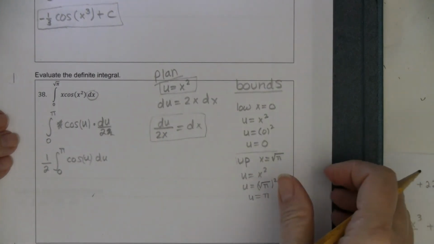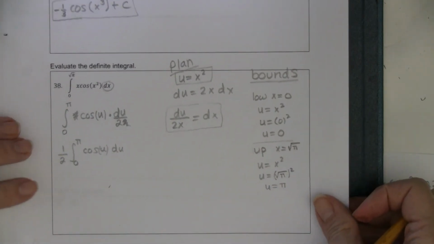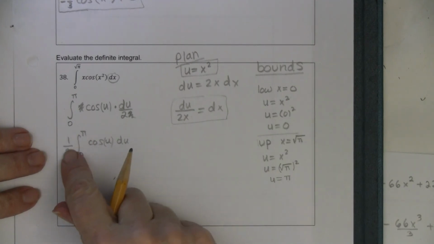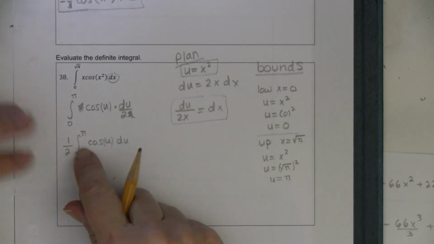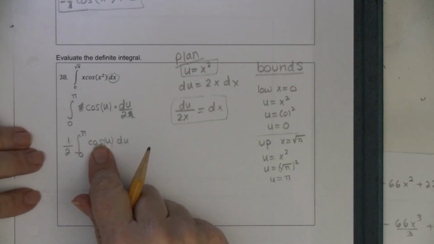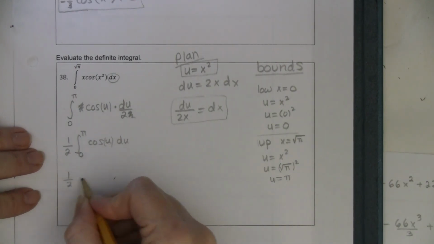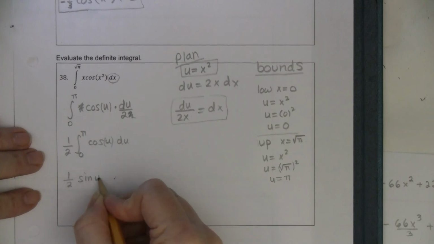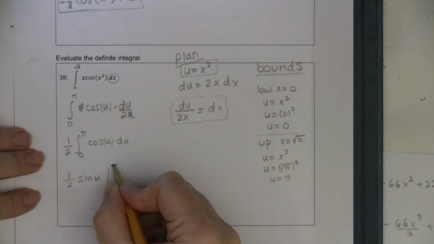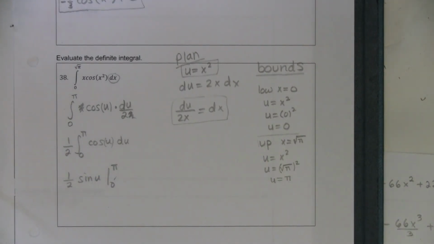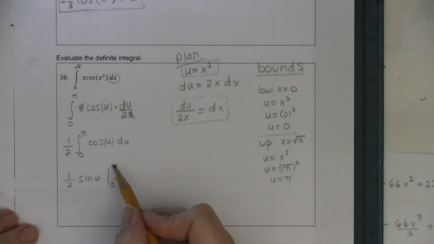Whether I move it to the front of the integral or not, that's my deal. Because what I'm going to do with it is ignore it and just hold it still. So the antiderivative of cosine of u is sine of u. So this is half sine of u from 0 to pi. And these were bounds for u. And so I'm not going to go back to x here. I'm just going to go with the new bounds, and I'm going to plug in for my upper bound pi.